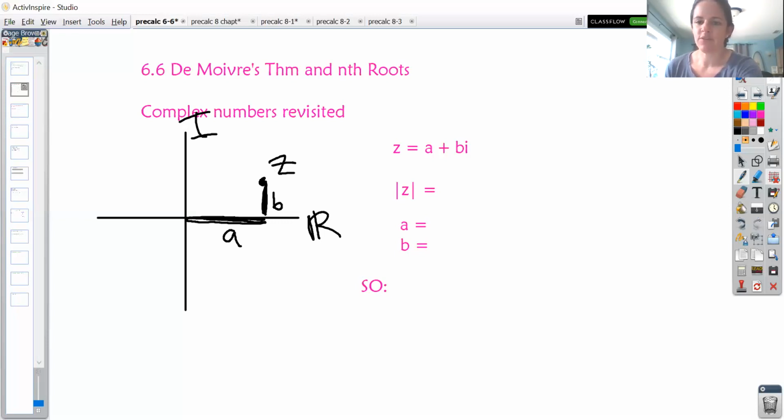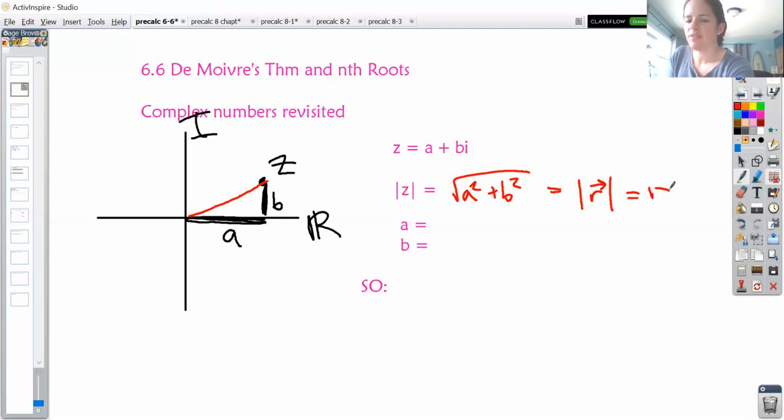So if that's true, let's figure out how that relates to polar form. Well, I know that the modulus of z, which is how far away the number is from the origin, would be the square root of a squared plus b squared. But isn't that the same as the length of r if r was a vector? And isn't that just the same as writing it without those brackets? And so that would be r. R, which is the radius away, is the modulus of z, which is kind of cool.